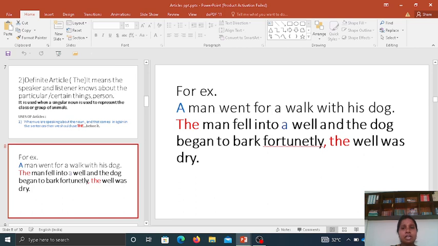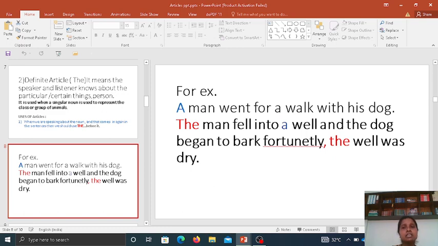And the dog, again I use "the" here, because I told about that dog in the first sentence. Again, the dog began to bark. Fortunately, the well was dry. Here is an incident I have given.